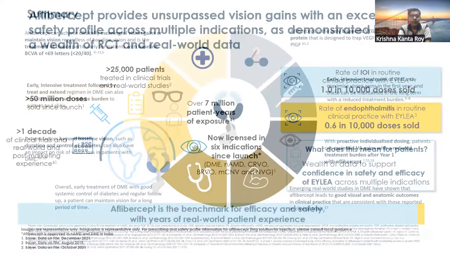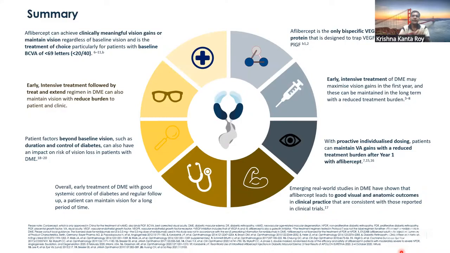In summary, aflibercept can achieve meaningful visual acuity and maintain the vision, and is the treatment of choice if the baseline visual acuity is less than 20/40. Here, early intensive therapy followed by a treat and extend regimen can also maintain vision and reduce burden to the patient. So patient factors are important, obviously, beyond baseline vision, such as duration and control of diabetes, which are also very important for the effect on diabetic macular edema, or how the drug will work.